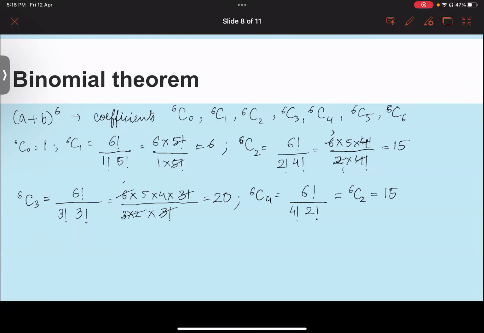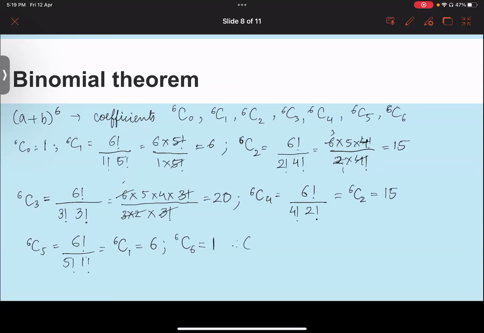Yeah, so you have 6C5 now. So that would be 6 factorial upon 5 factorial here, and 6 minus 5 is 1 factorial. This is again similar to the coefficient, the value would be the same as when you have 6C1. So this was 6. And the last one, your 6C6 is going to be 1.